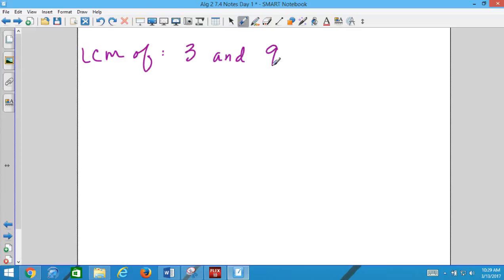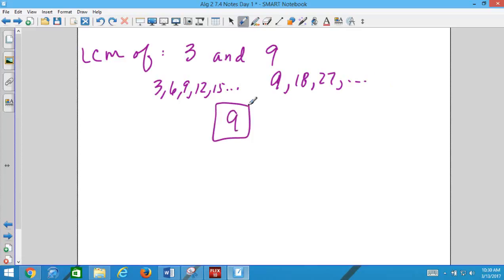So 3 is like 3, 6, 9, 12, 15. You know, when you count by threes. And 9, so it'd be like 9, 18, 27. What's the smallest number they have in common? 9. So the LCM of 3 and 9 is 9. It is going to be a bigger number. It's not going to be a smaller number. They both have to go into it.